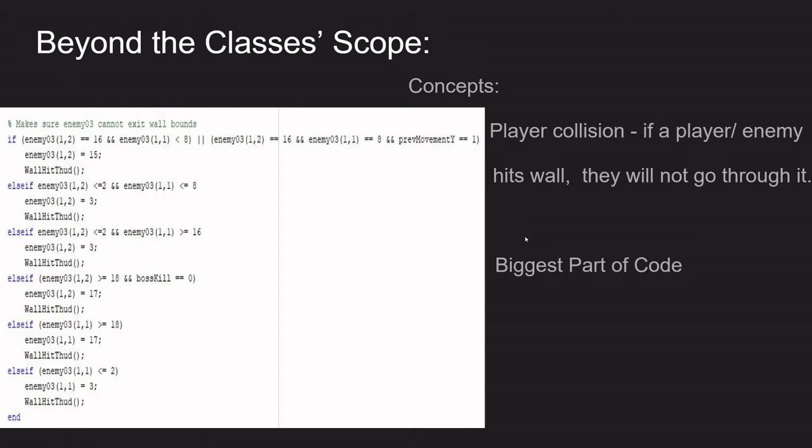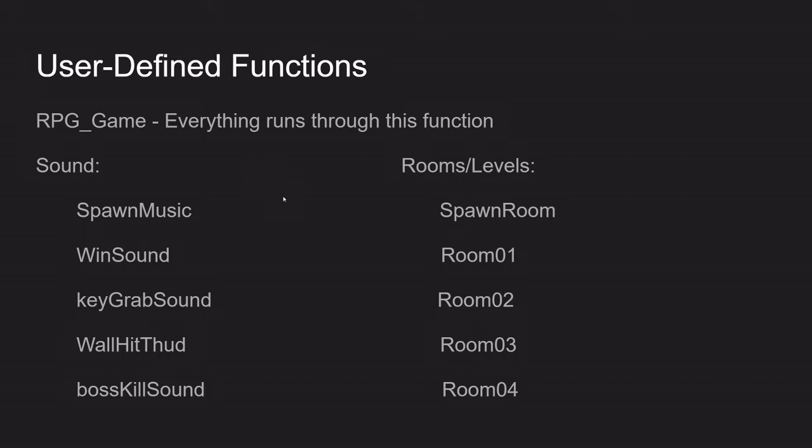A big concept I use that we did not go through in the curriculum is player collision. This is whenever the player hits a wall or an enemy hits a wall, that they won't go through it and they'll bounce off of it. This is just setting boundaries in the game. It's a lot of if statements. It took a big chunk of my code. It's over 400 lines, and we'll go through it later on.